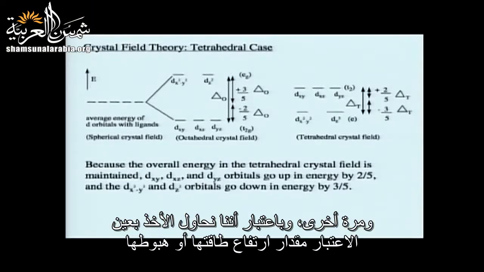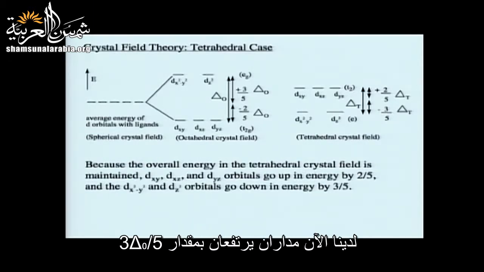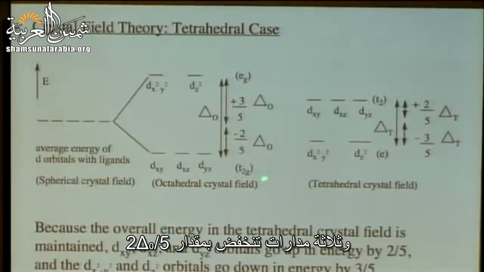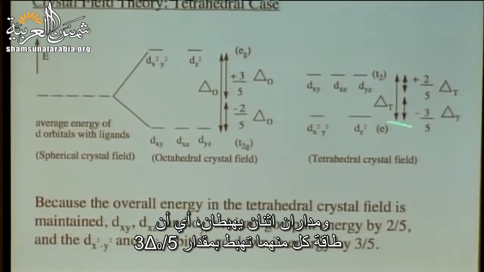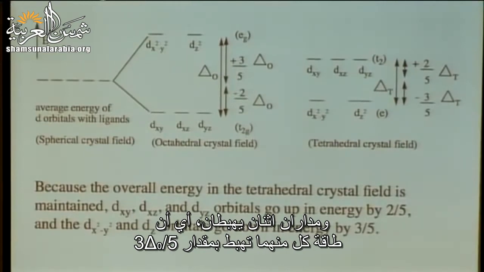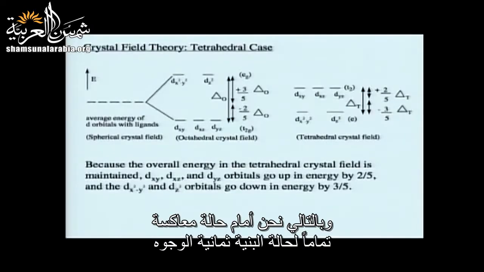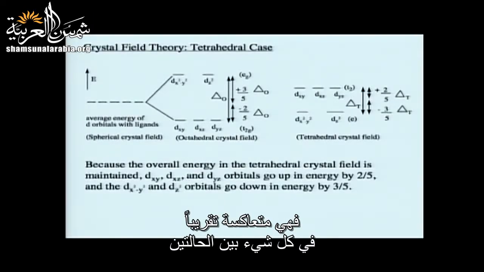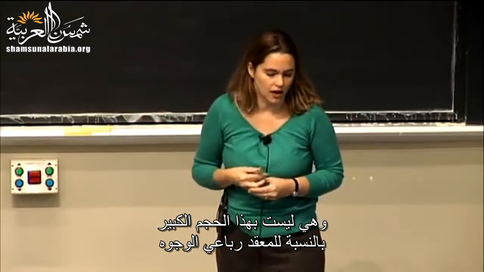And again, since we're going to consider how much they go up and down in energy, the overall energy is maintained. So here we had two orbitals going up by 3/5, three orbitals going down by 2/5. So here we have three orbitals going up, so they'll go up in energy by 2/5. Two orbitals go down, so they'll be going down in energy by 3/5. So again, it's the opposite of the octahedral system. It's opposite pretty much in every way, except that the splitting energy is much smaller. It's not as large for the tetrahedral complex.